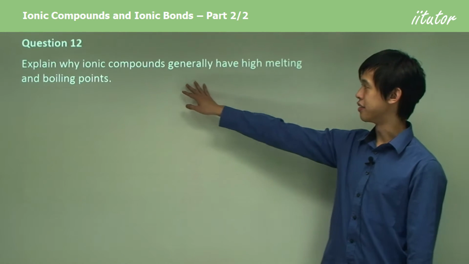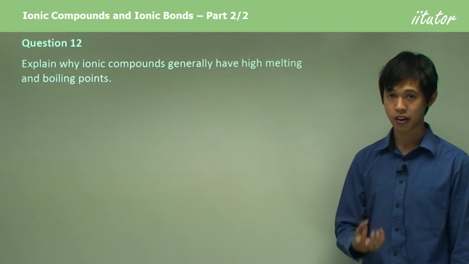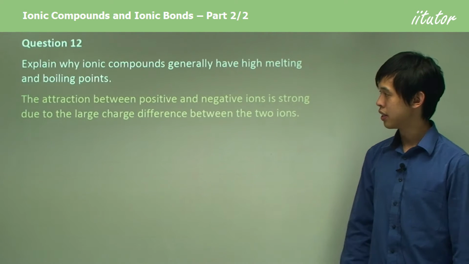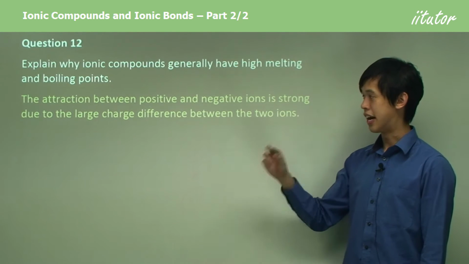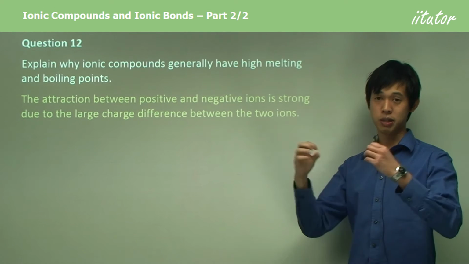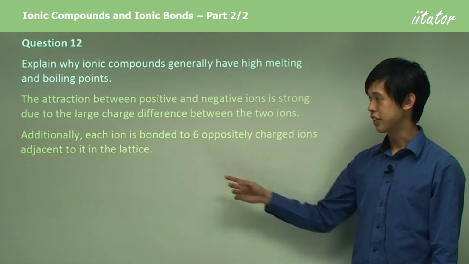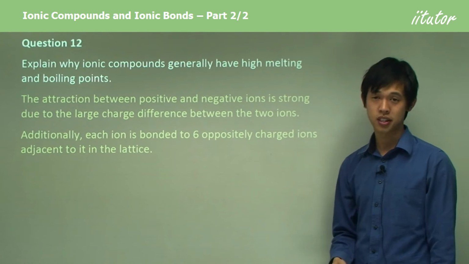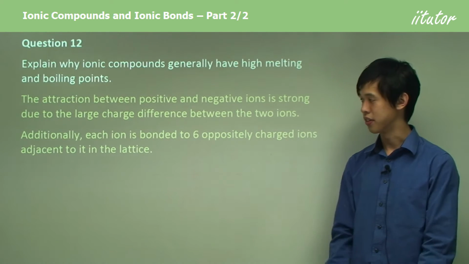Explain why ionic compounds generally have high melting and boiling points. Okay, so similar to metals, ionic compounds have very high melting and boiling points. Well, the attraction between positive and negative ions is very strong due to the large charge difference. So you've got a really big difference in charge between the positive and negative ions. Additionally, each ion is bonded to 6 oppositely charged ions that are next to it in the lattice. So 6 ions are always around.